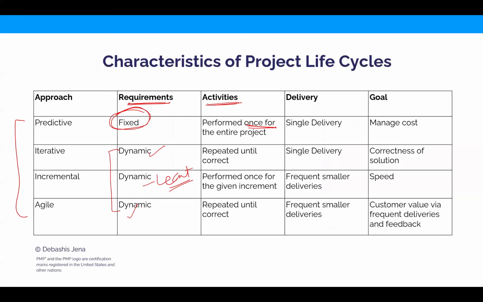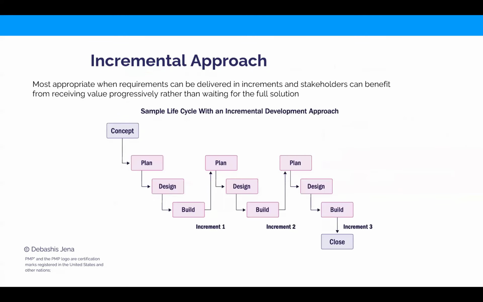Okay, come back. Iterative I'll come to later. Look at what's written for incremental next. Here also the activities are performed once, but there's a difference. The difference is in predictive, they were once for the entire project, but in incremental, it is once for the given increment. That is, for each increment, you do it once. I'll show you how it will look, something like this.